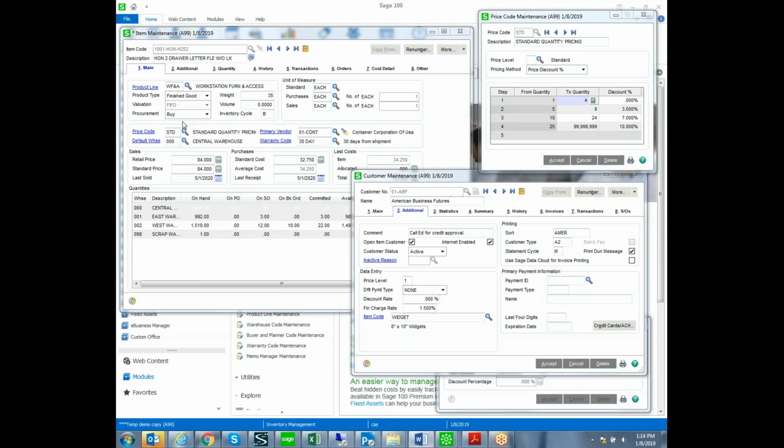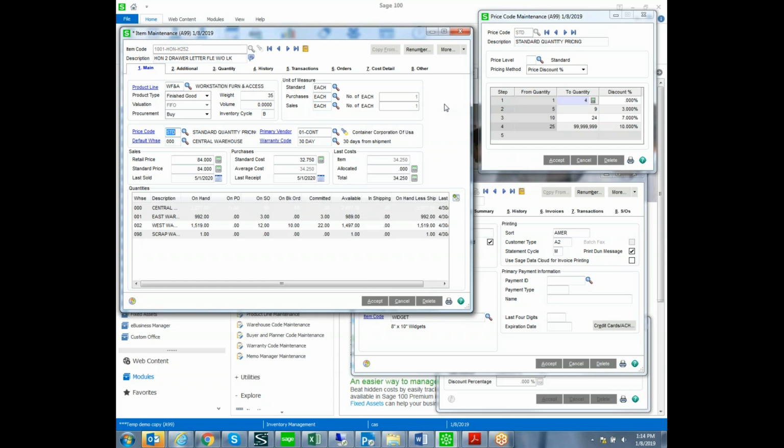Now, maybe this formula works great for all of the other items with the price code of STD. But when we go back to this item, on this particular item, at the price level of 1, they have an exception to the price code maintenance. So what we're going to do is we're going to set up the item pricing.